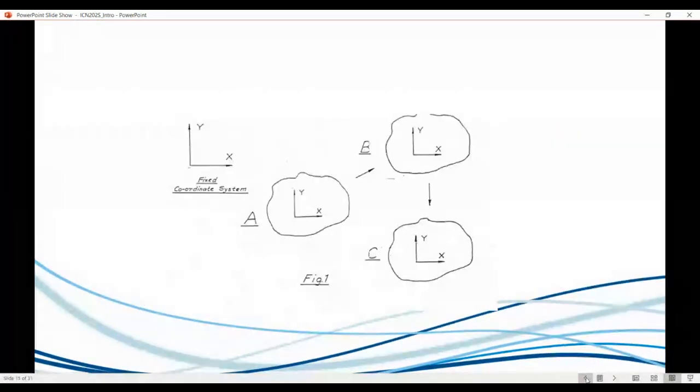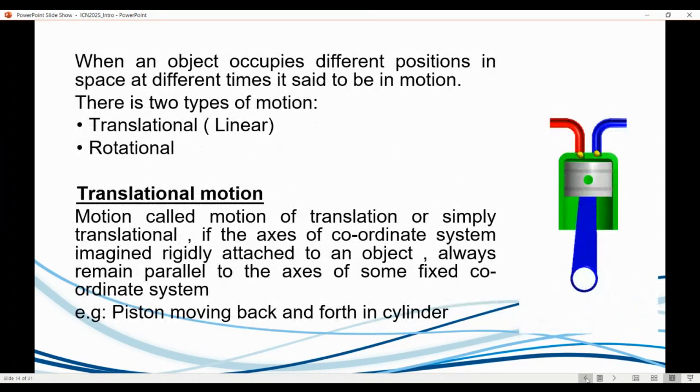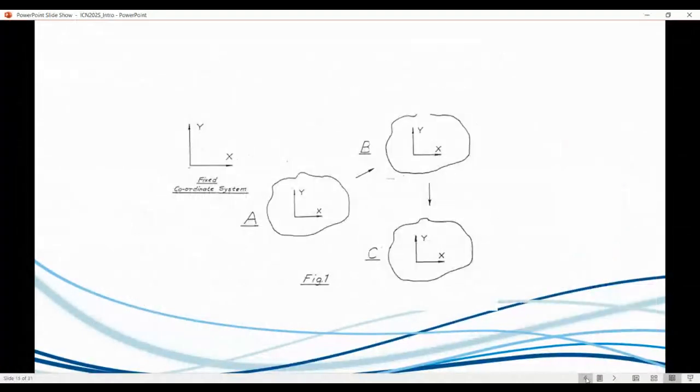So what do they mean by parallel? Imagine a fixed coordinate system, x and y. As the object moves from A, B, and C, you'll notice the axes stay exactly in the same orientation. They are not changing. That's what they say here: imagine axes rigidly attached to an object always remaining parallel to the axes of some fixed coordinate system. So that is, in mathematical terms, what linear motion is. It just moves, the axes don't change.